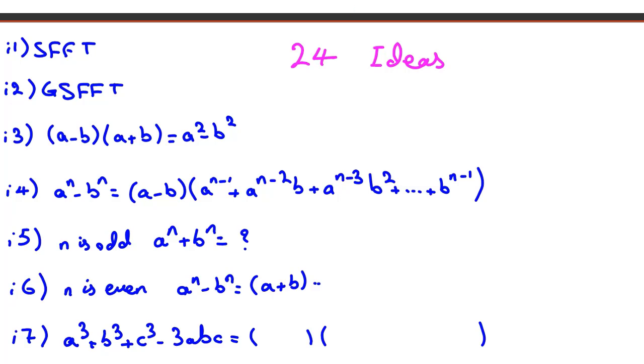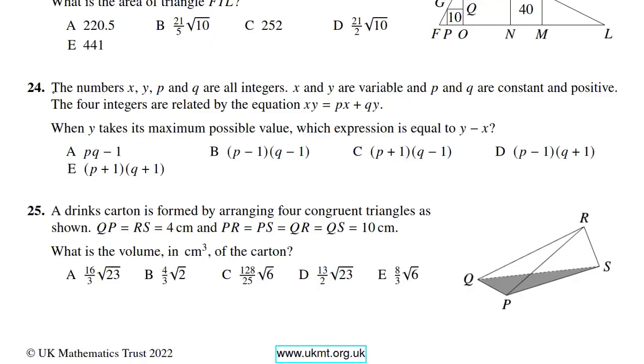Okay, let's start. Problem 24. The numbers x, y, p, and q are all integers. x and y are variables, and p and q are constant and positive. The four integers are related by the equation xy equals px plus qy. When y takes its maximum possible value, which expression is equal to y minus x?